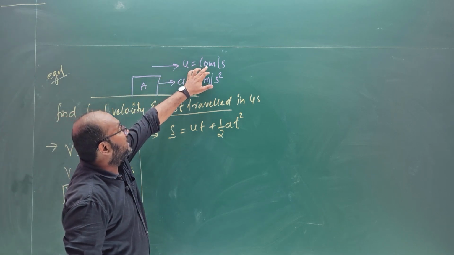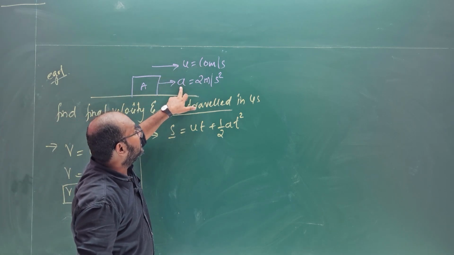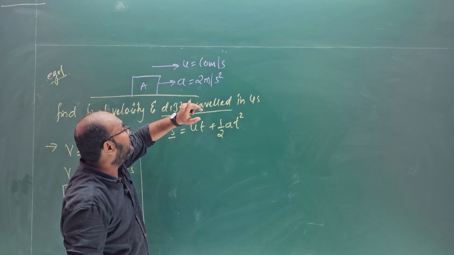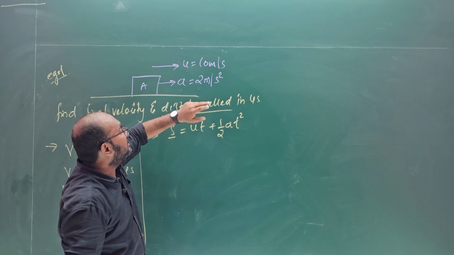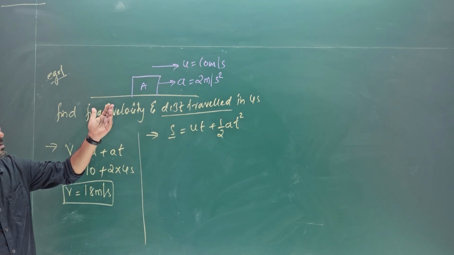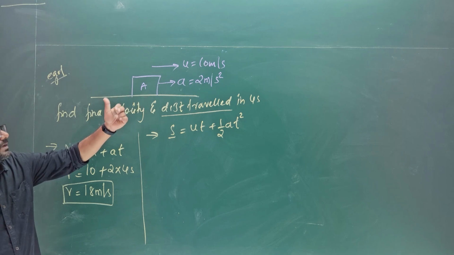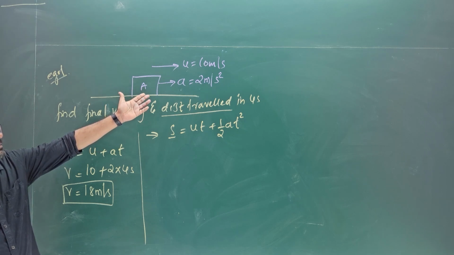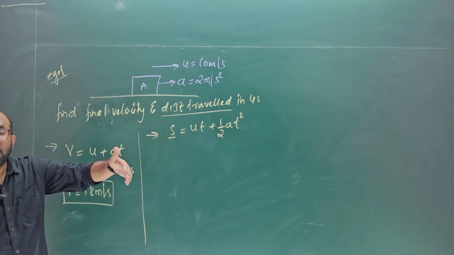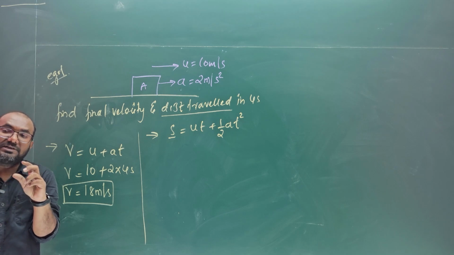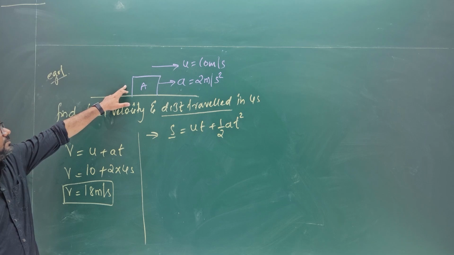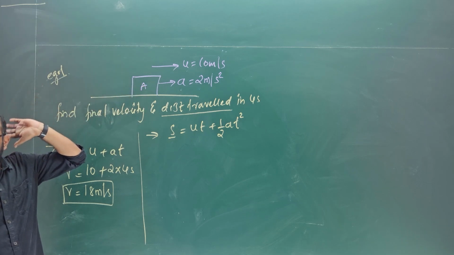Initial velocity is 10 meter per second. Acceleration is 2 meter per square second. That means, can I say that in every second velocity is increasing by 2 meter per second? In first second velocity is 12, then in second that velocity becomes 14, then 16, then 18, then 20. Is there any possibility of changing the direction? Is there any possibility that the body will be retracing back to its original direction?